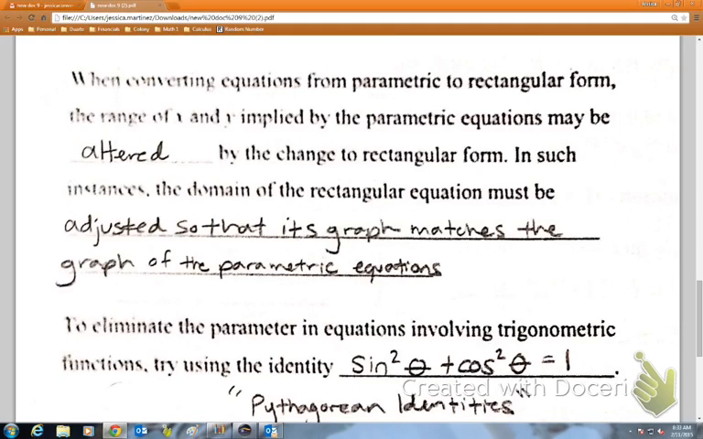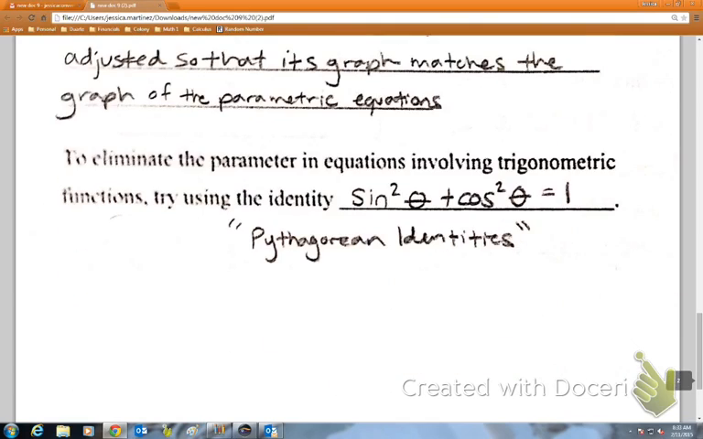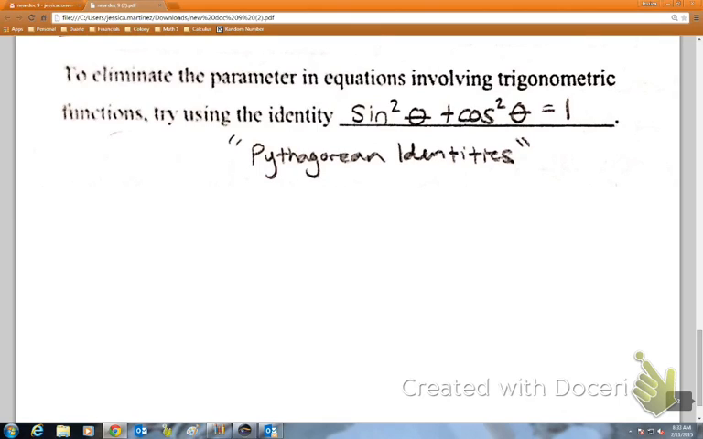So in such instances, the domain of the rectangular equation must be adjusted so that its graph matches the graph of the parametric equations. So you have to adjust the domain to fit whatever the parametric equation would have been. Just a little hint for trigonometric functions: to eliminate the parameter in equations involving trig functions, always make use of the identity, sine squared theta plus cosine squared theta equals 1, which is one of those Pythagorean identities. So let's get into some examples.